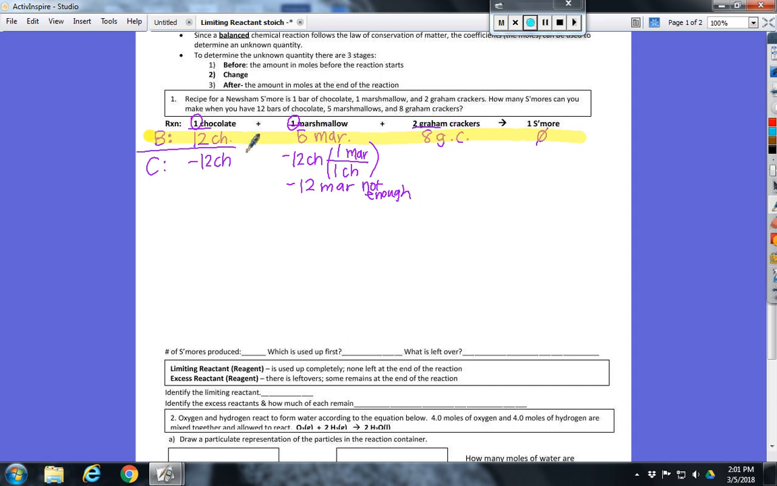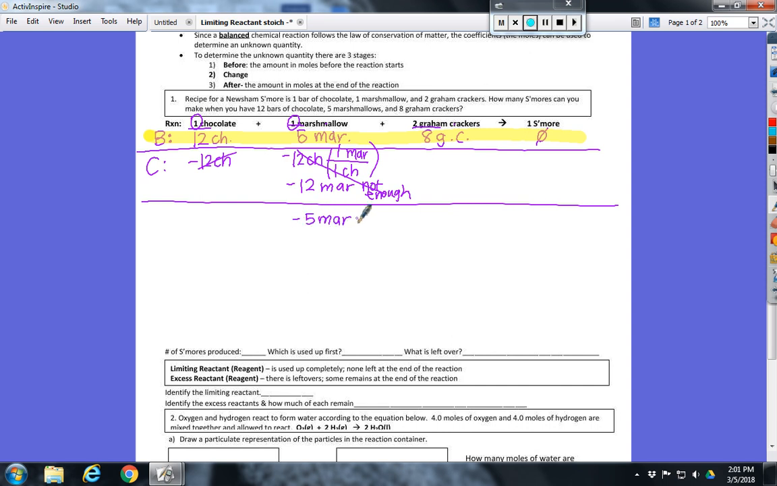And you might want to draw horizontal rows like this to make them stand out. So I don't have enough of that. So I can't do all 12 chocolates. So what if I use all 5 marshmallows? How many s'mores would I make? And more importantly, would I have enough of everyone else? So 5 marshmallows. So I come over to the graham cracker here, and I'm going to use the 5 marshmallows.